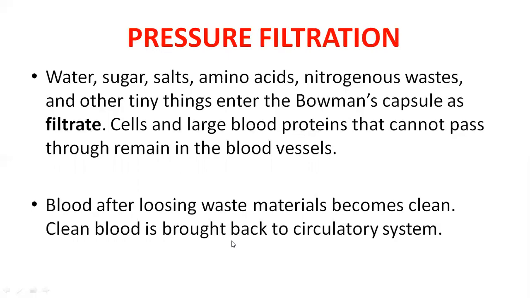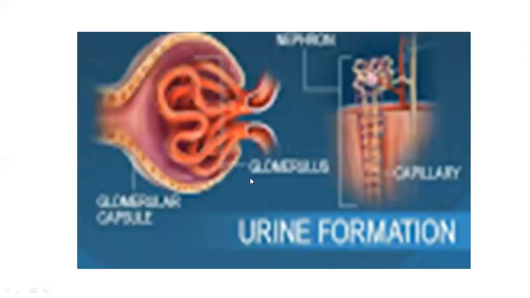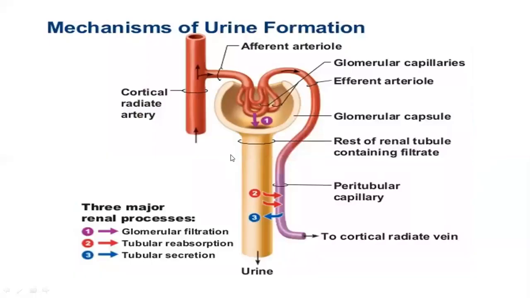Let's visualize the whole step through a diagrammatic representation. This is the first part of the nephron, which we call the renal corpuscle. Why have I shown particularly this part? Because this part is responsible for the pressure filtration. These are the glomerular capillaries, and this is the Bowman's capsule surrounding the glomerular capillaries. Let's have a clearer view of the process, of how it has occurred.